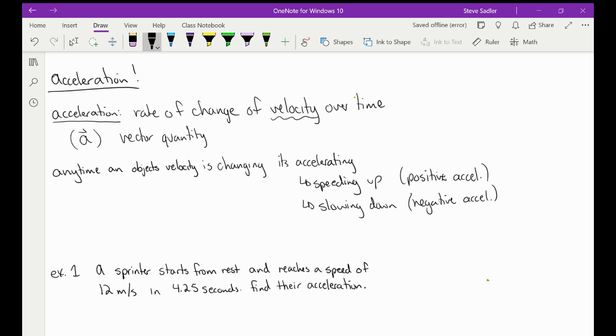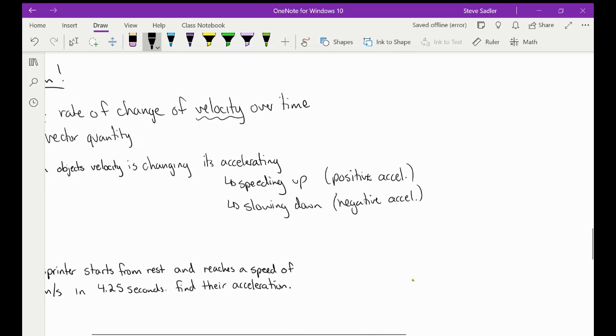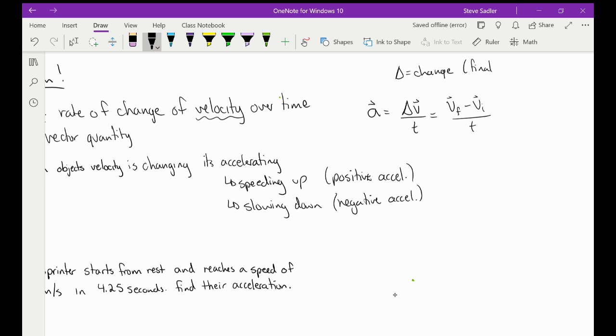So let's look at this. Oh, wait, the formula. Let's do that. The equation is going to be acceleration is equal to change in velocity over time. Or, if it helps, velocity final minus velocity initial over time. Because change always means final minus initial, always.